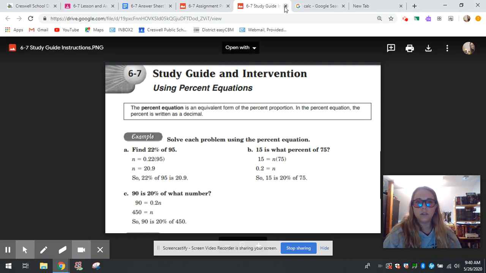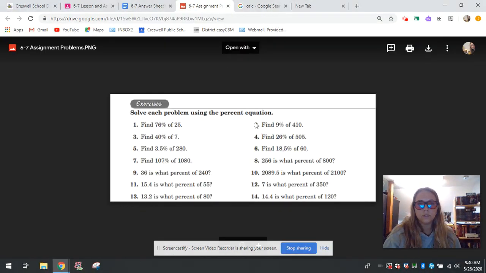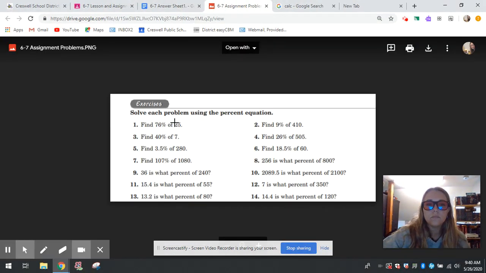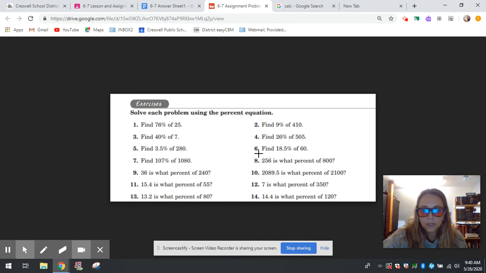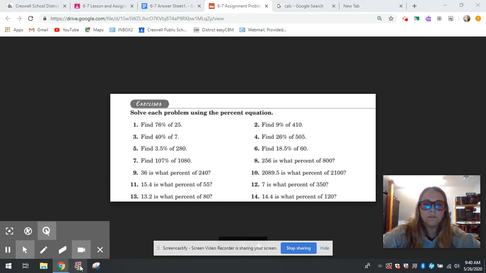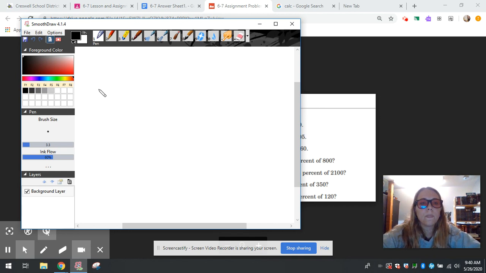And we'll go ahead and start on some of the problems for our homework assignment. So you'll see these are all written kind of the same. Find 9% of 410. And then these ones are all a little bit different, so you do have to read them carefully to figure out where to put stuff in to set up your equation. So if you're just finding 76% of 25, you switch the 76% into a decimal by moving the decimal over 2 places to the left. So I get 0.76. That's the same as 76% because they're both out of 100.